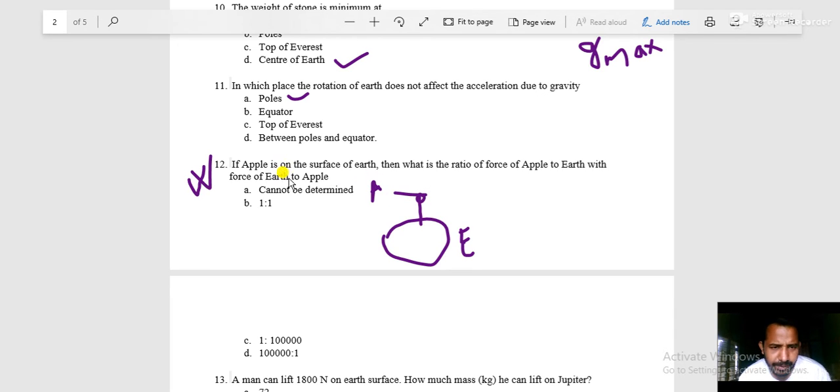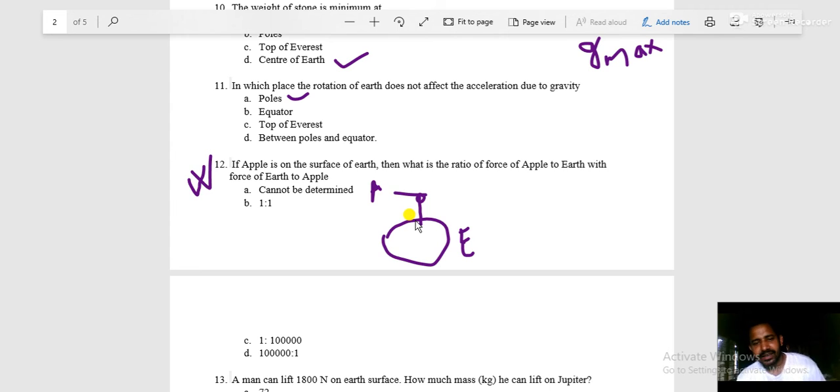Now if an apple is on the surface of the earth, then what is the ratio of the force of the apple on the earth to the force of the earth on the apple? It means that this apple also gives force to the earth, and the earth also gives force to the apple, but the apple will fall towards the earth. Why does the apple not pull the earth? This might be the question, and I think it seems interesting. Again, here is the earth, here is the apple. The apple will fall towards the earth, and the apple is also applying the same amount of force on the earth, but why is the earth not moving towards the apple?